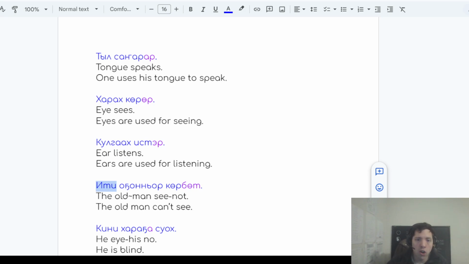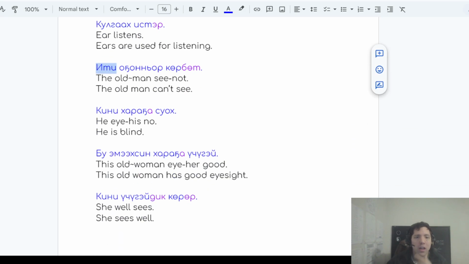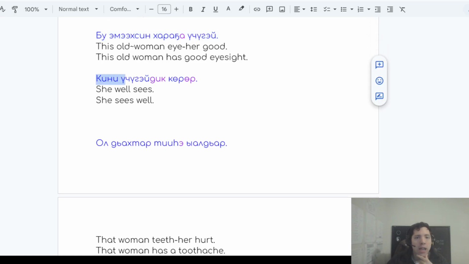Iti agyar kurbut. Kini haraga suach. He is blind. Bu emersil haraga uchugei. The old woman has good eyesight. Kini uchugei dik kurur. She sees well. Alright.